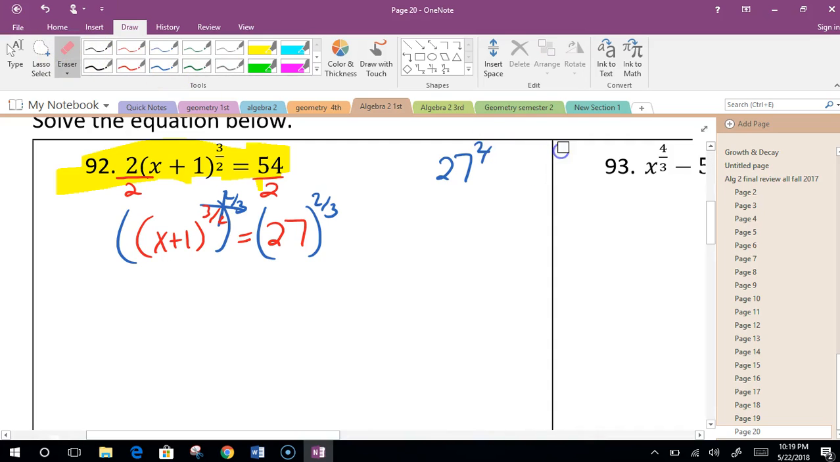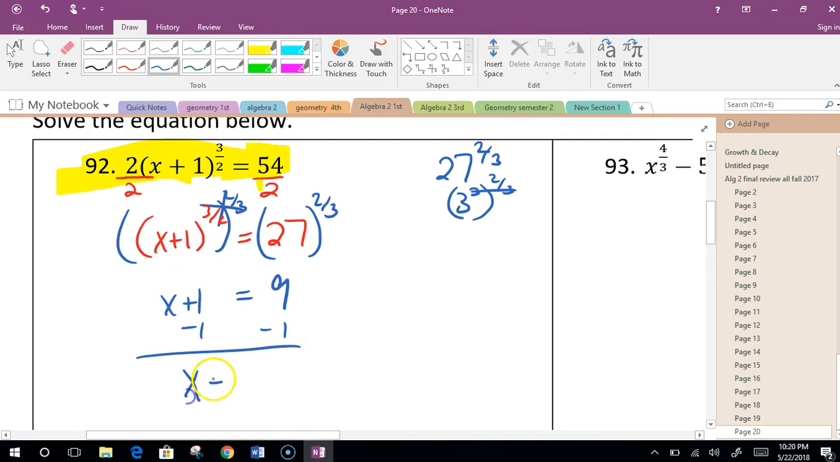Slippery hands this late in the evening. 27 to the 2/3. Well, 27 is 3 to the 3rd to the 2/3. Cancel out those 3. That means that 27 to the 2/3 is the same thing as 3 squared, which happens to be 9. The other side is left with just x plus 1. Minus 1 on both sides, we get a final answer of x equals 8. Easy stuff.